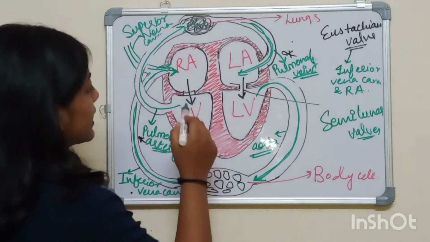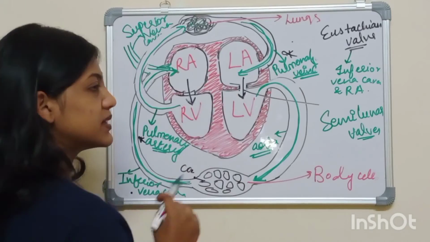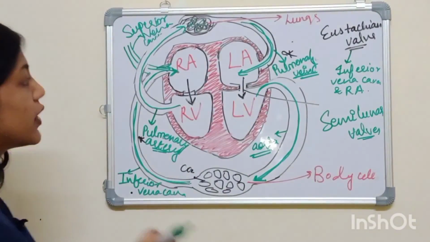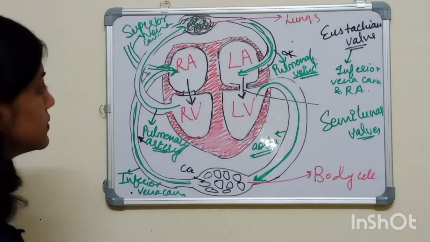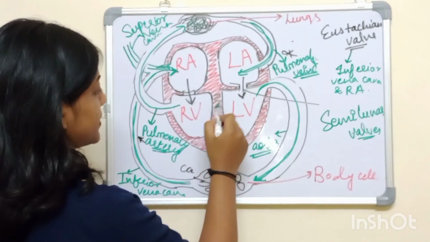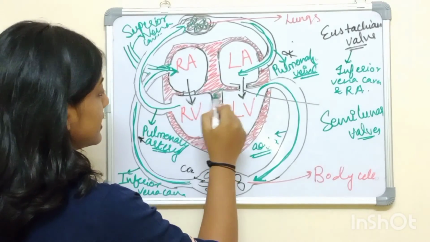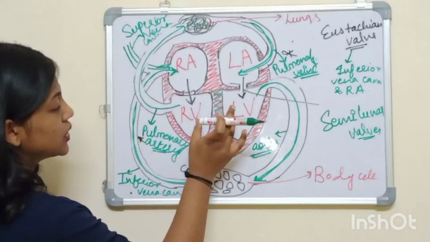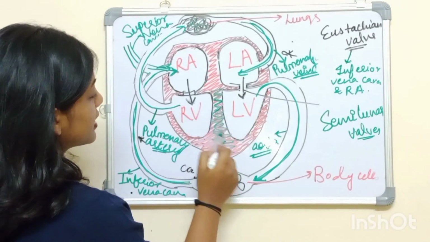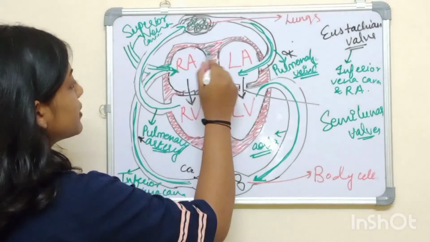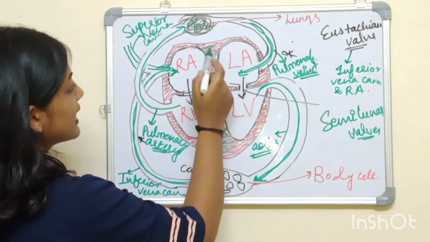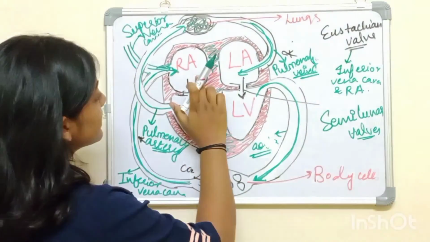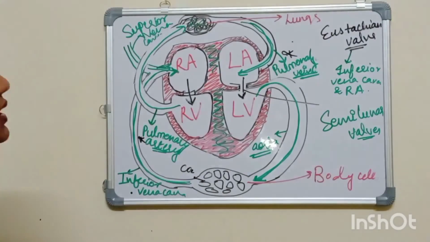This is the atrioventricular septum. Tricuspid and bicuspid valves are atrioventricular valves, sorry. This is the interventricular septum. The septum between the two ventricles is called the interventricular septum. The septum between the two auricles is known as the interatrial septum, and the septum between the atria and ventricle is called the atrioventricular septum.